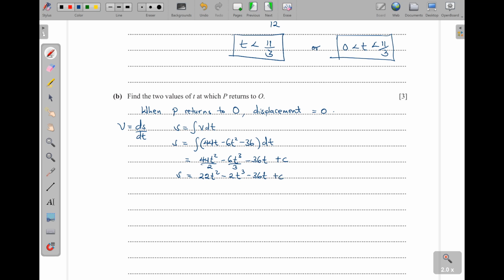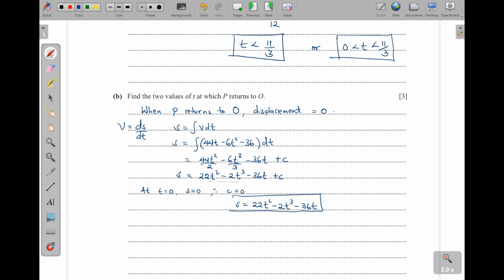However, at t equal to 0, when it is beginning to move, they are beginning at that point. So that means s is 0. When I put everything in here, that simply implies that our c is also going to be equal to 0. So the expression for displacement is 22t squared minus 2t cubed minus 36t, just like that.